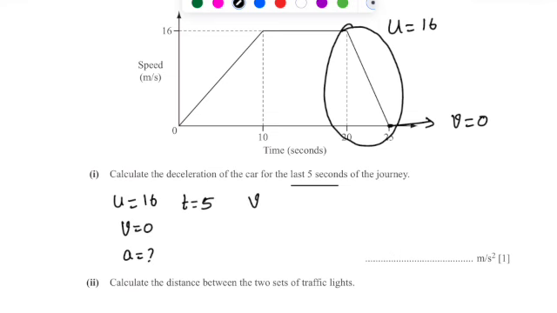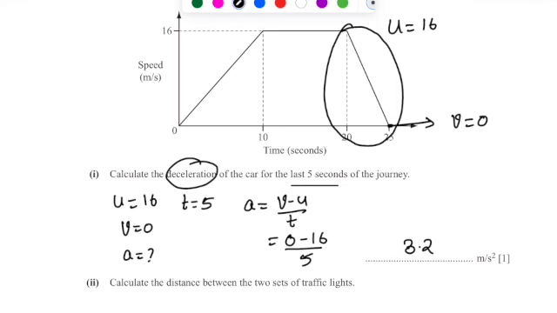So we know the formula. Acceleration is v minus u by t. So 0 minus 16 by 5, which is going to be nothing but 3.2. Because already deceleration is there, no need to mention minus. Deceleration itself is negative.